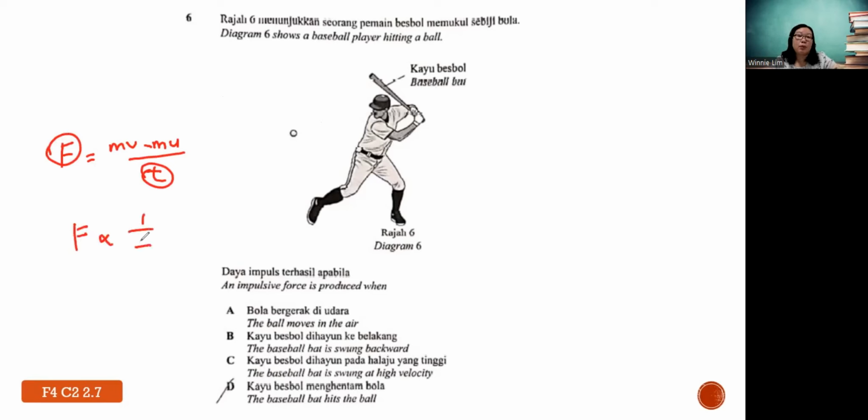They are inversely proportional. That means if you hit it fast and the surface is hard, then the time taken is short. Then you will have a great impulsive force. So an impulsive force is not produced when the ball moves in the air, not correct. When your baseball bat is swung backward, also not correct. You swing it with high velocity, also not yet. The moment you hit it, yes, then impulsive force is produced.